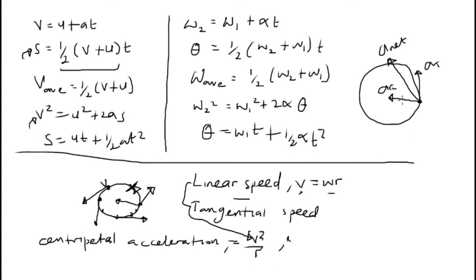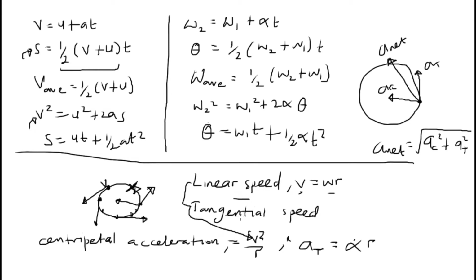In order to find the net acceleration, I will just make use of the Pythagorean theorem. Since it's already a right angle triangle, I'll have centripetal acceleration squared plus tangential acceleration squared. So the formula for tangential acceleration, I'll represent that with a sub t. Tangential acceleration is the product of the angular acceleration with the radius. It is just like the linear speed.